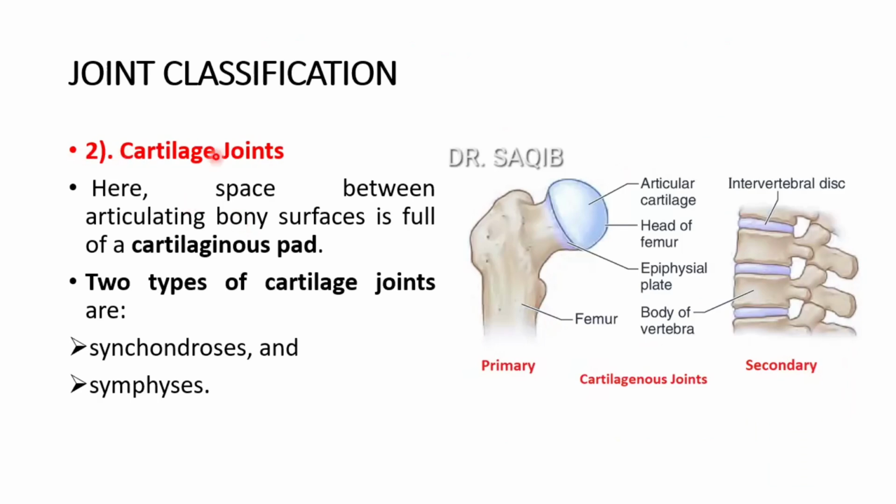So after fibrous joints, we'll take on the cartilaginous joints. Here, the space between articulating bony surfaces is full of a cartilaginous pad. Two types of cartilaginous joints are synchondrosis and symphysis, right? See the picture, follow my laser, red laser. These are the primary cartilaginous joints, for example the epiphyseal plate, and this is the secondary cartilaginous joint, for which the example is the intervertebral disc. These are the vertebrae, and this is the intervertebral disc.